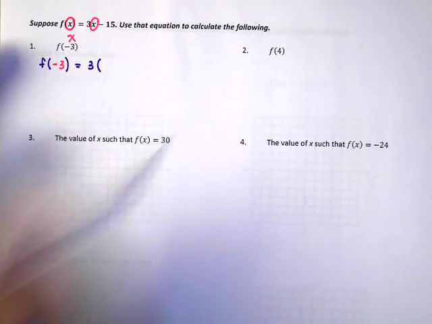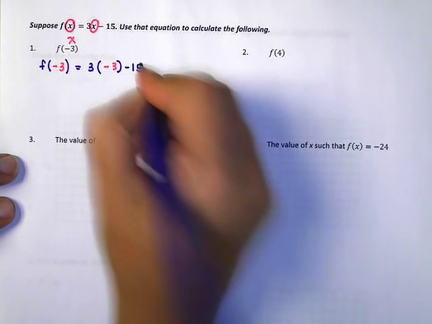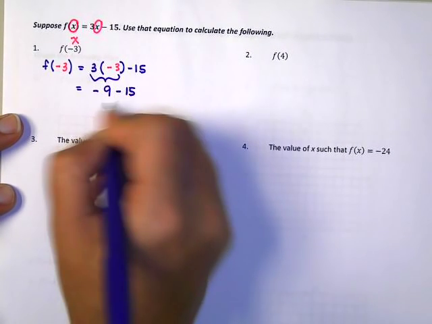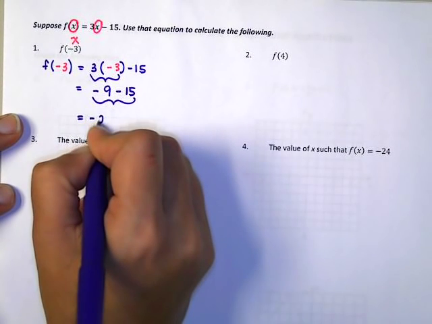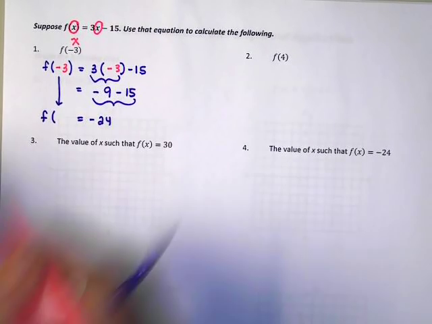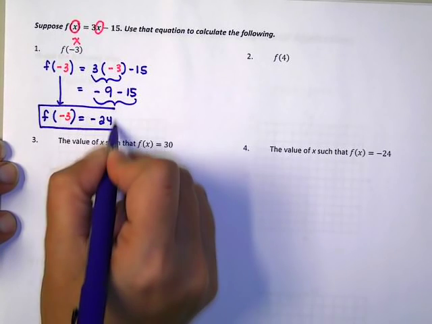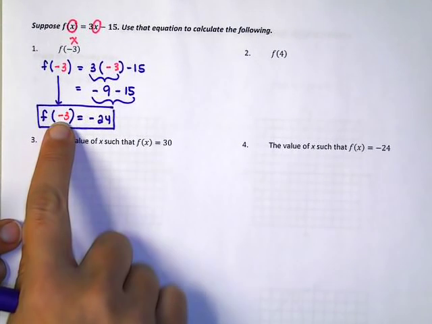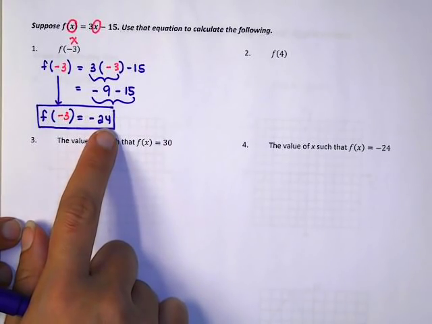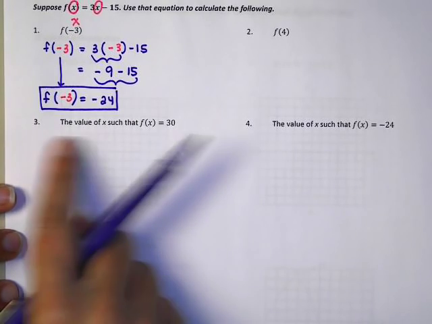equals 3 times, and instead of x, I would write negative 3, minus 15. Now, 3 times negative 3 is negative 9, and negative 9 minus 15 is negative 24. So my final answer would be f of negative 3 equals negative 24. In other words, when my input, which is inside the parentheses, is negative 3, my output is negative 24.